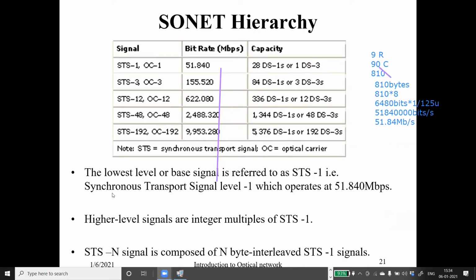Now, do you see this? In the SONET hierarchy, the first level, the STS, the synchronous transport signal, we call it the base or the optical signal. The first optical signal level is 51.84 Mbps. So where did it come from? Now you understand where it came from, right? It is because of the SONET configuration that we have got.